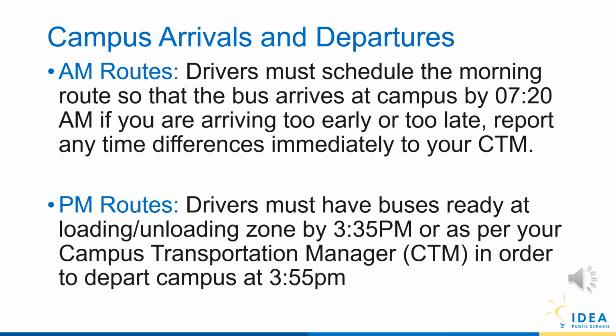Campus arrivals and departures. For AM routes, drivers must schedule the morning route so that the bus arrives at campus by 7:20 a.m. If you are arriving too early or too late, report any time differences immediately. For PM routes, drivers must have buses ready at the loading and unloading zone by 3:35 p.m. or as per your campus transportation manager in order to depart campus at 3:55 p.m.